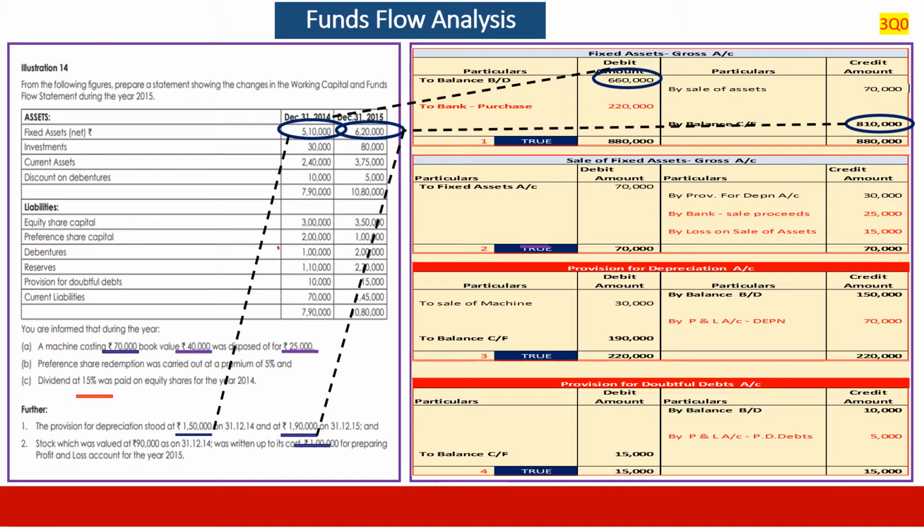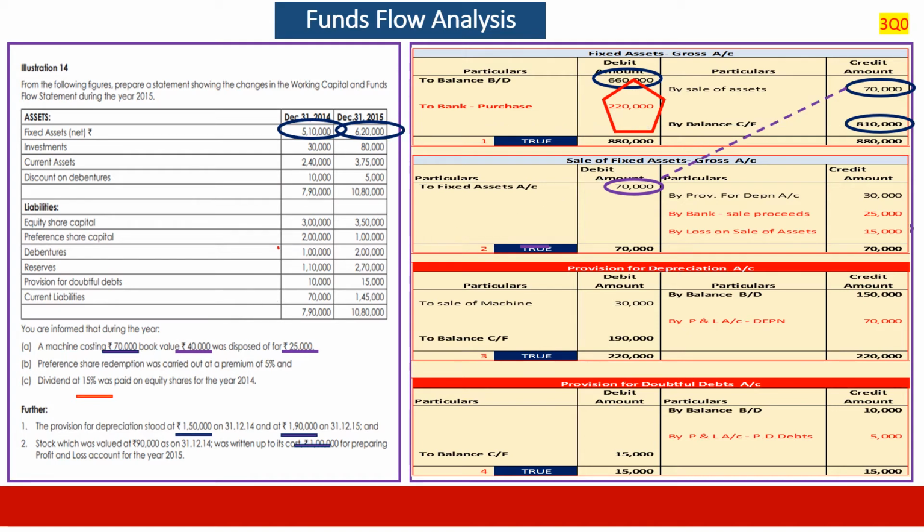Costing 70,000 means gross value is 70, book value means WDV, and disposed for 25,000. We will take out sale of assets, gross book value 70,000. Difference comes to 2,20,000. This is the fixed assets purchased during the period. Now that is the missing value which we will be taking forward to funds flow. Then 70,000 has to go through sale of fixed assets account. It is a gross value opening.